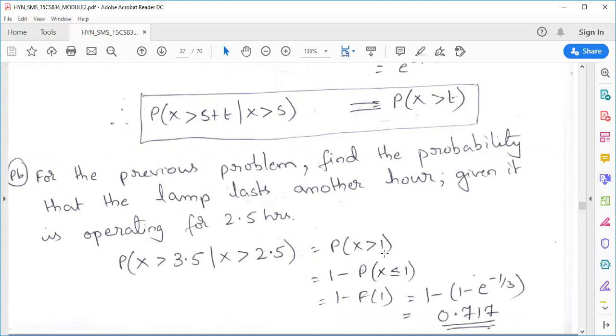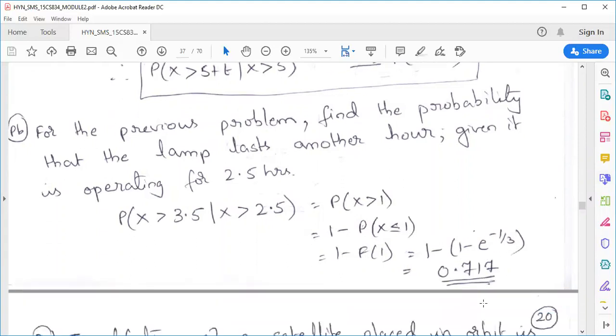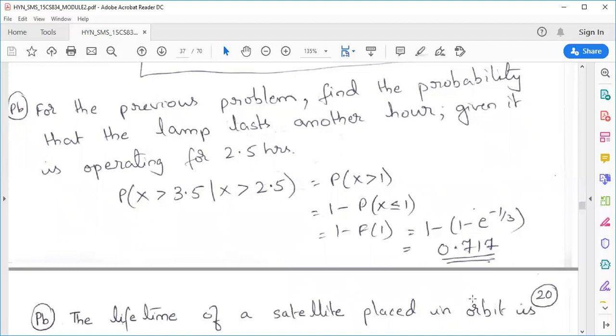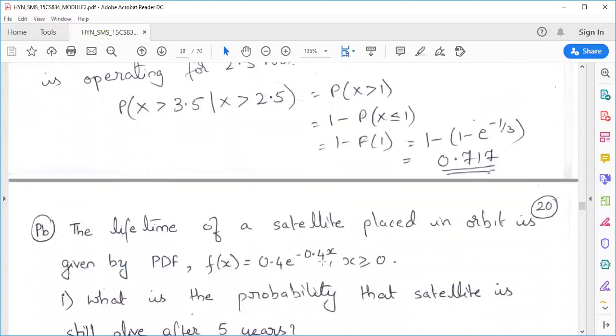So probability of x greater than 1 is actually what? 1 minus probability of x less than or equal to 1. So make use of the formula for exponential distribution, which is 1 minus e to the power of minus lambda x. So I'll get it as 1 minus of 1 minus e power minus lambda x. Solve this, you will get your answer. Hope it is clear.